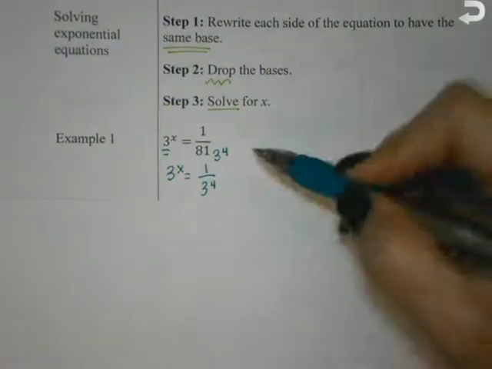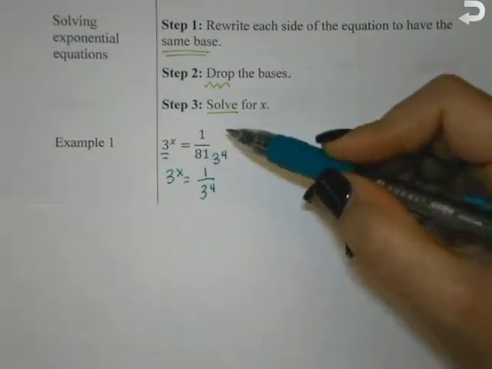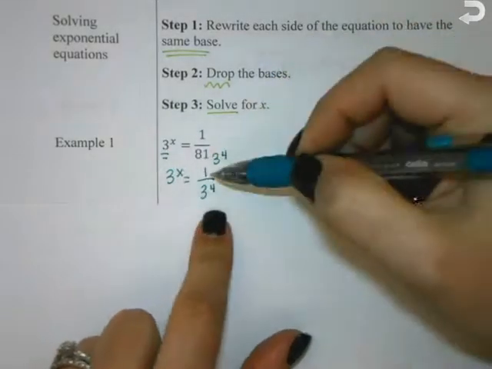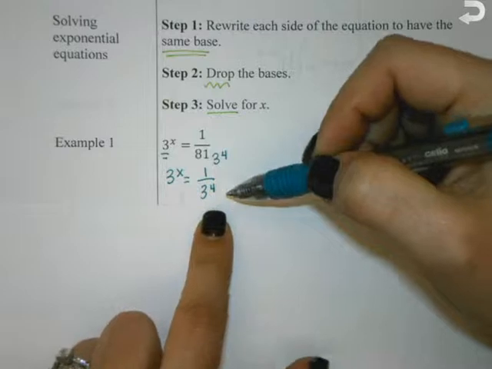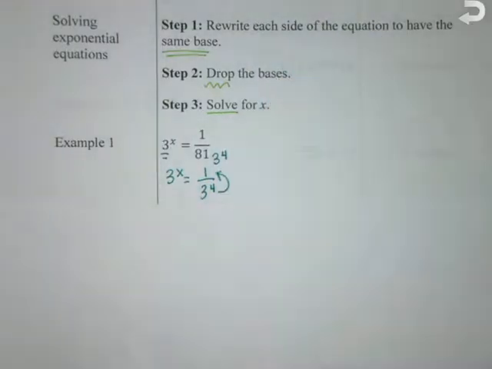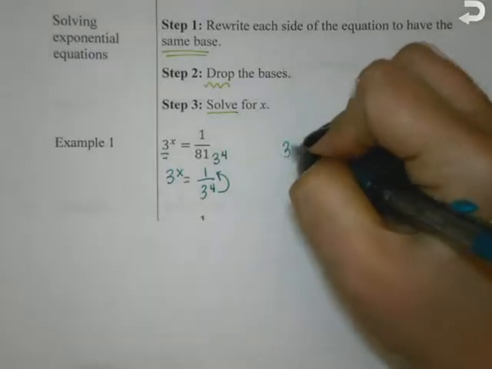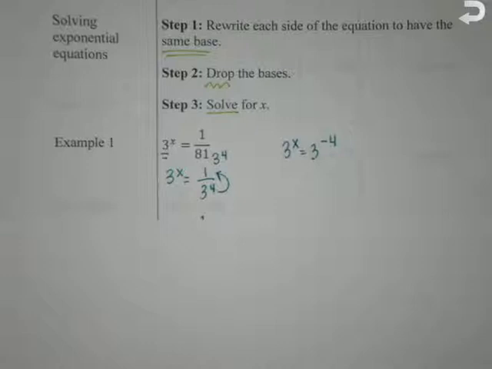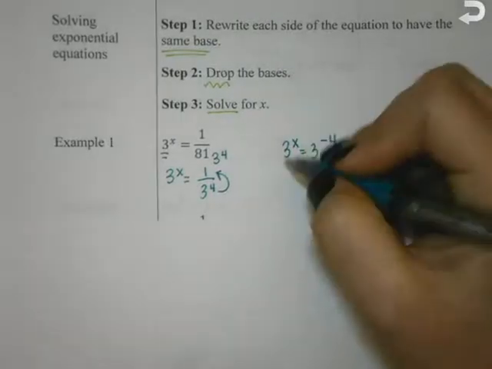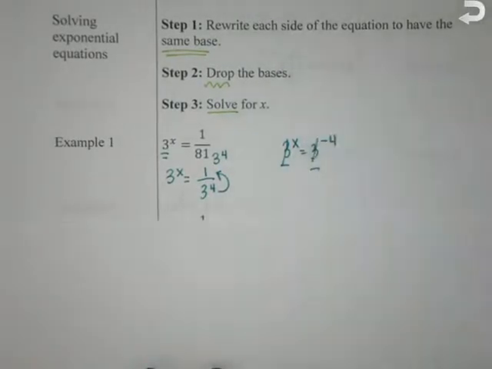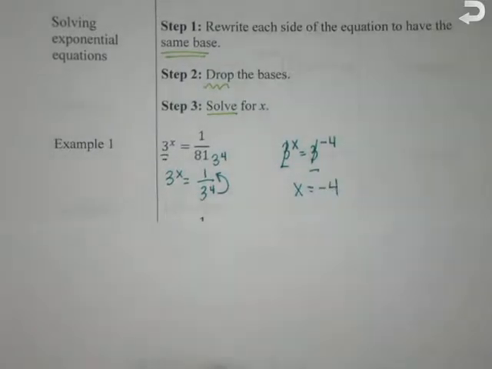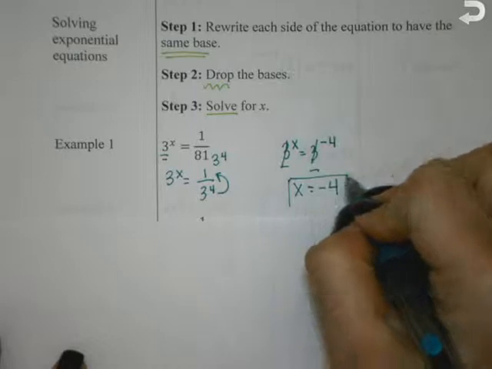We can't take the 81 out of the denominator yet. This technically is not the same base because 3 to the x does not have a fraction in it, and this 1 over 3 to the 4th is a fraction. So how could I move this up to the numerator? Make it a negative. So this is going to be 3 to the x equals 3 to the negative 4th power. Now that I have the same bases, I can drop them, and I set the exponents equal to each other. So x equals negative 4. There's no solving to do here, so that's your answer.